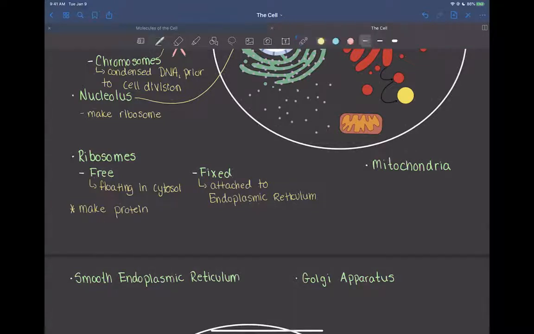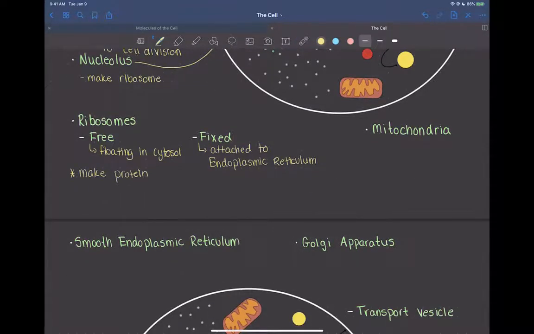Okay, so let's talk just very briefly about protein synthesis. With protein synthesis, the DNA cannot leave the nucleus. In order to get the information on the DNA out of the nucleus, it has to be copied into what's called mRNA, messenger RNA.